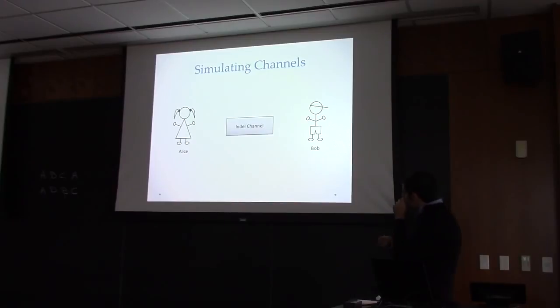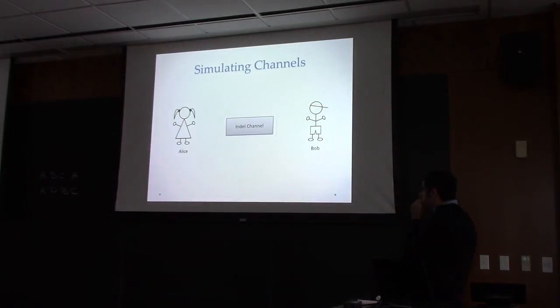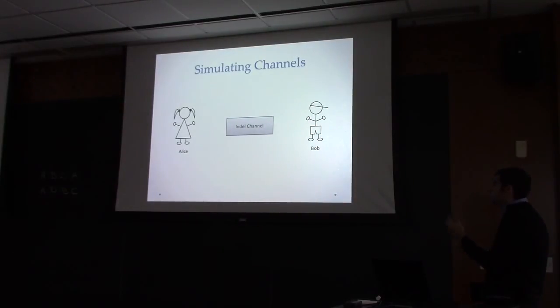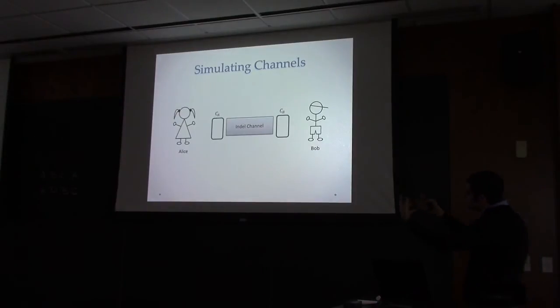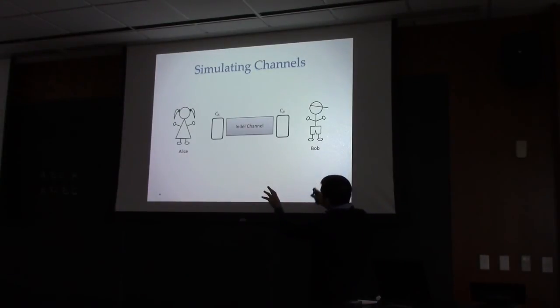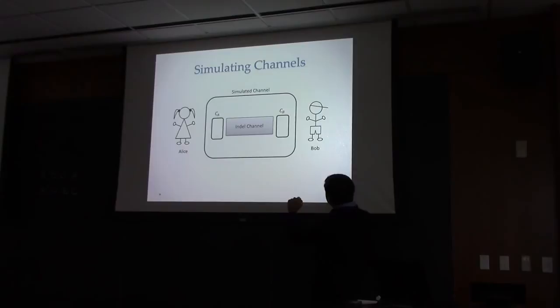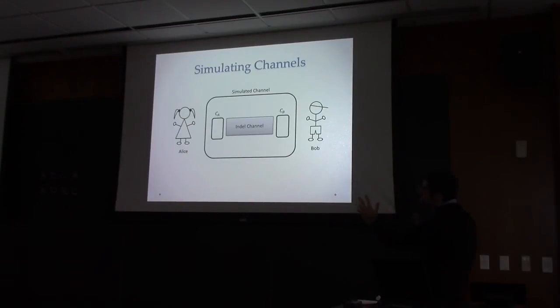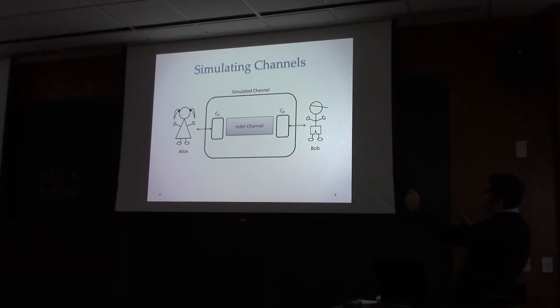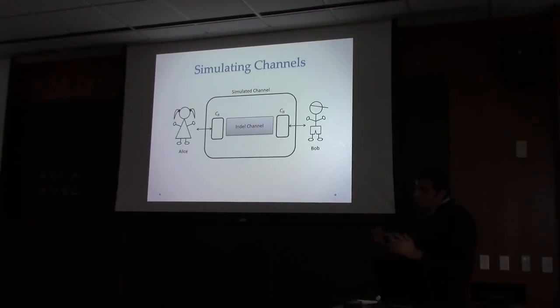Let's say we have our classic setting with Alice and Bob on the insertion deletion channel, and they want to communicate through this. What I'm claiming is that I can put two agents at the two ends of this insertion deletion channel, such that Alice and Bob only deal with these two agents, do not see the insertion deletion channel, and the whole thing is a simulated regular symbol corruption channel.